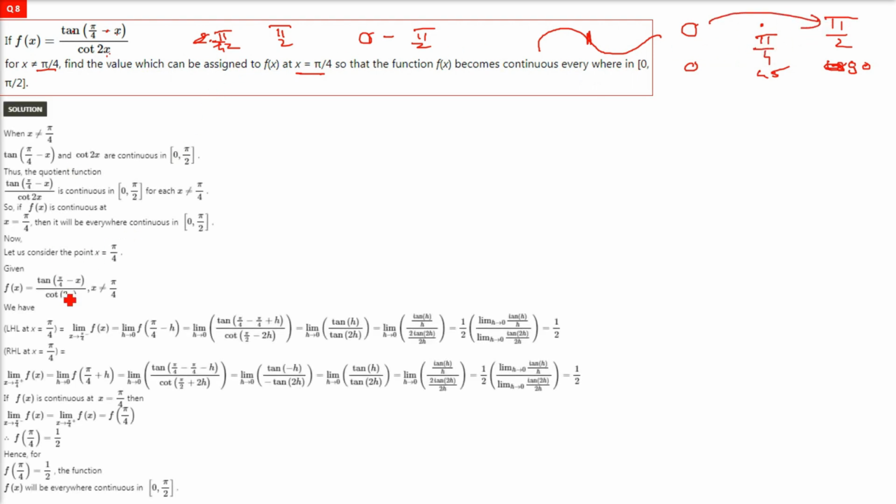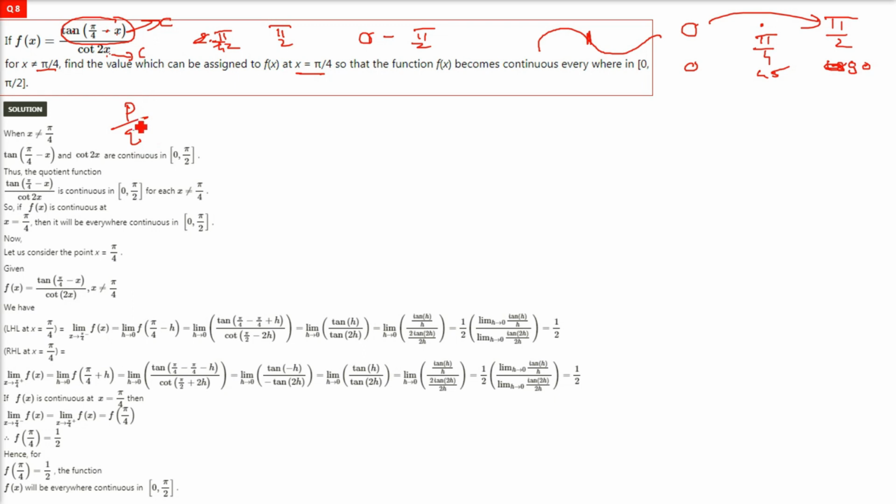Being continuous means the left hand limit has to be equal to the right hand limit, equal to the value of the function at that point, which here is pi by 4, because that is the point of concern. So please remember tan theta and cot theta, they both are continuous from 0 to pi by 2, where 0 and pi by 2 are not included. For this interval, tan and cot are continuous, right?